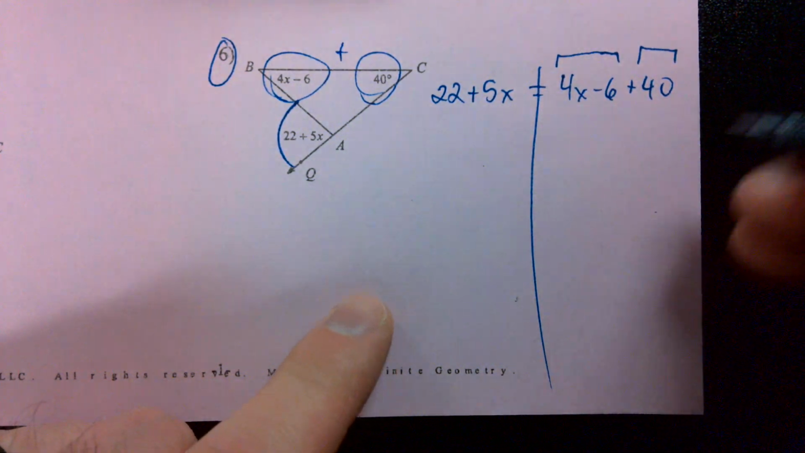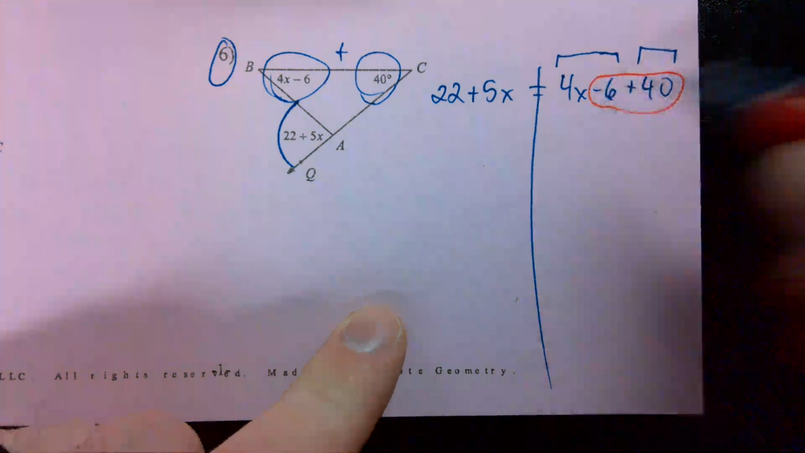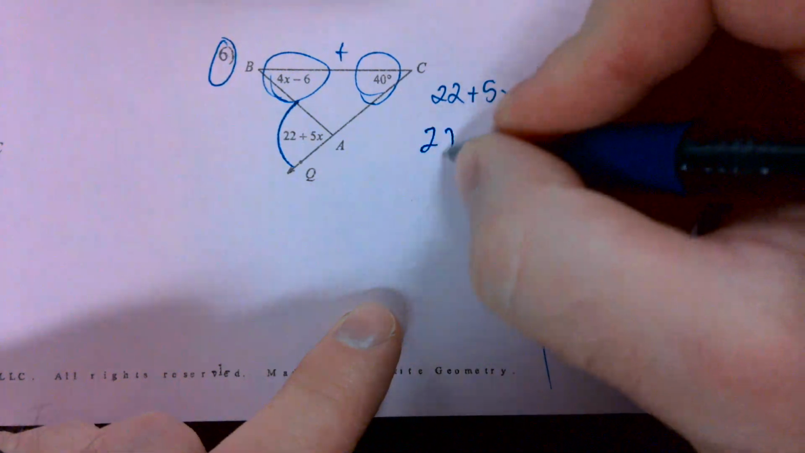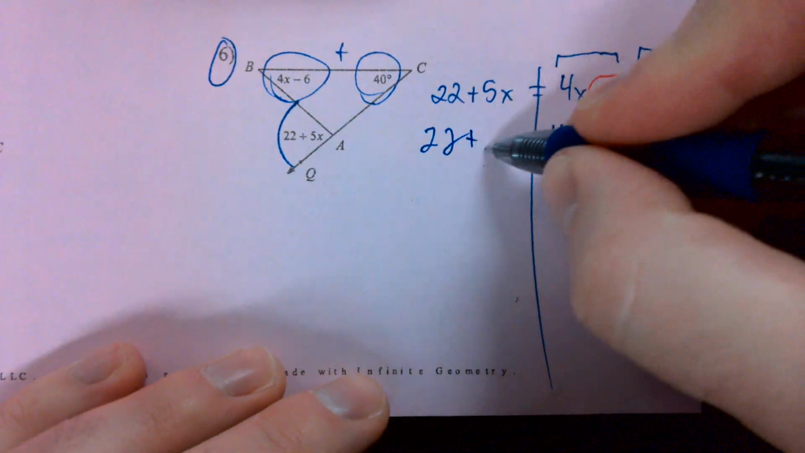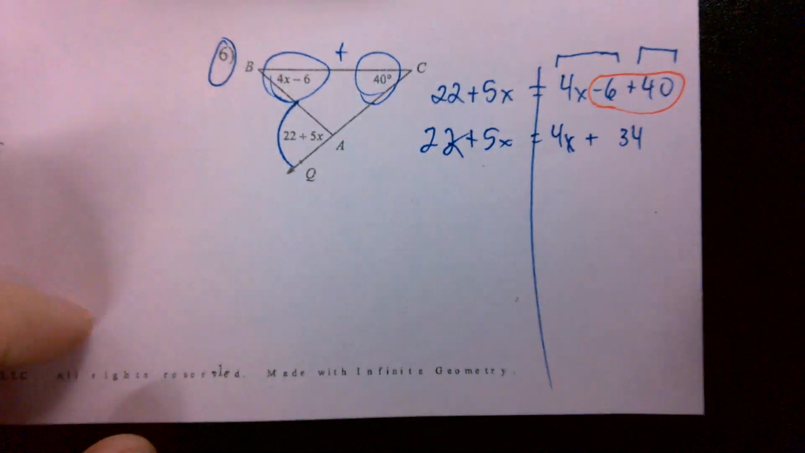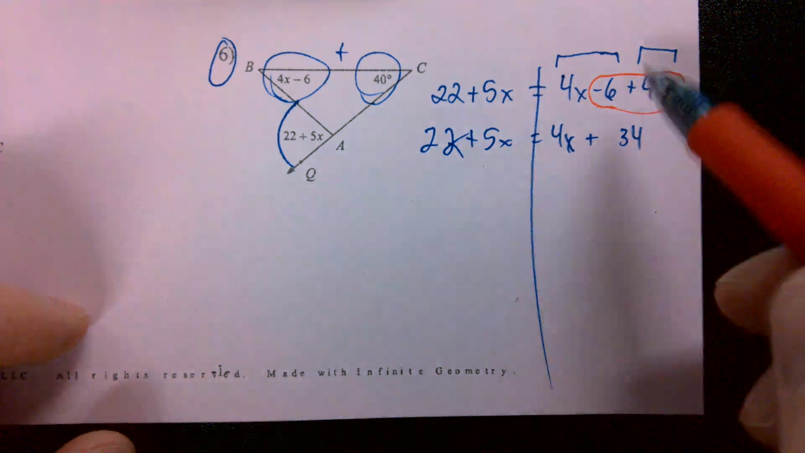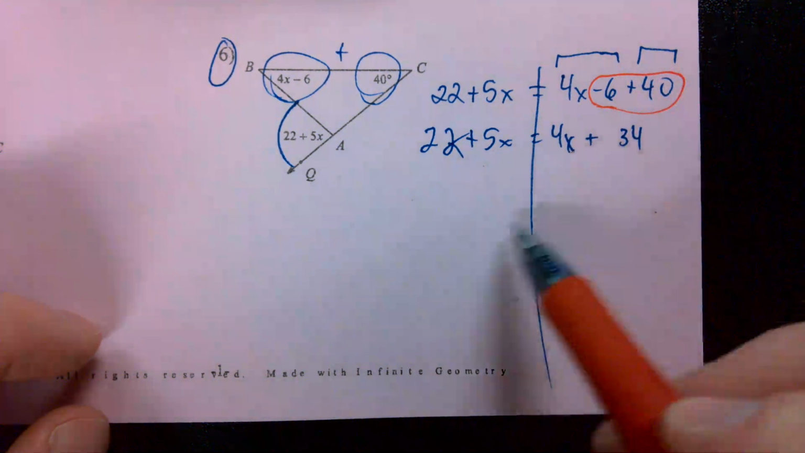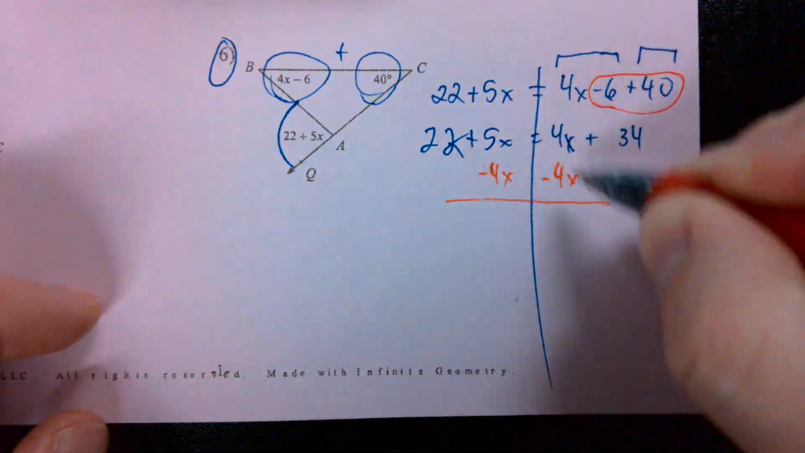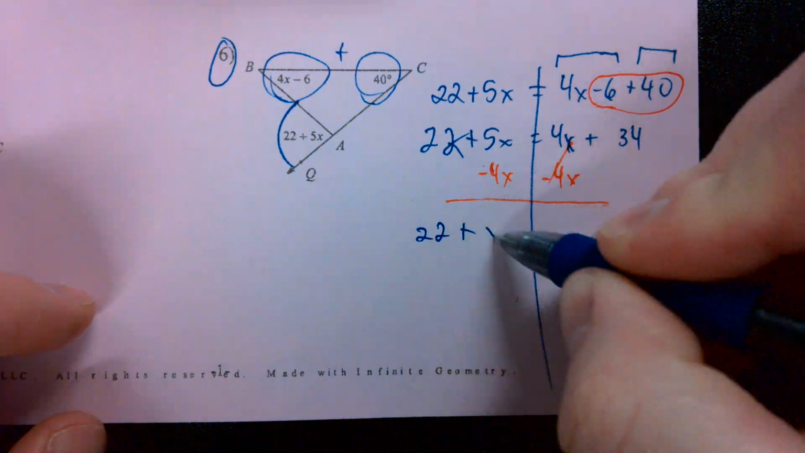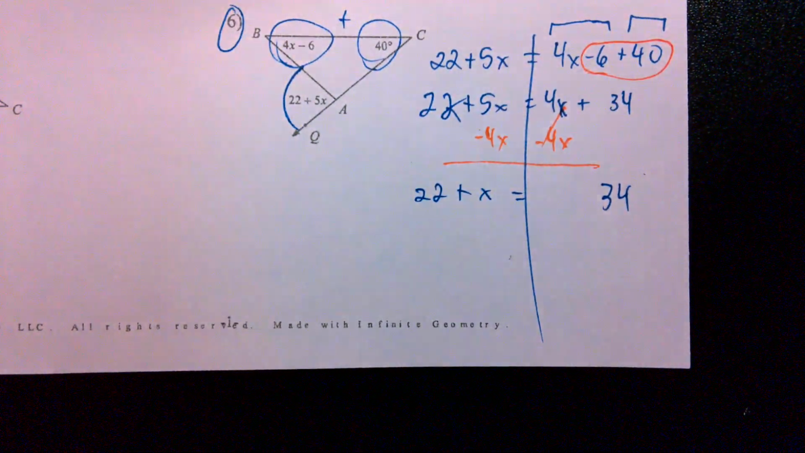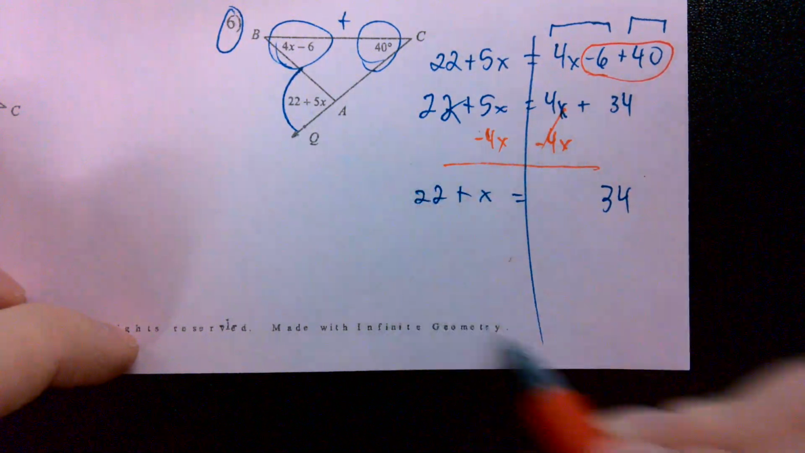I'm going to combine my constants. 40 minus 6 gives me 34. Got to be super careful when we have a negative on there. Okay, I combine like terms. Time to bring my variable term to the left. The opposite of 4x is minus 4x. Don't need a 1 in front of my x. I'm just going to call it x. That'll make our answer easier to interpret. And now I bring my constant term to the right.